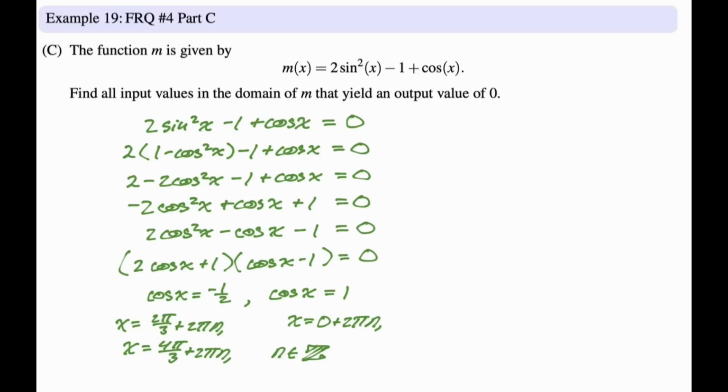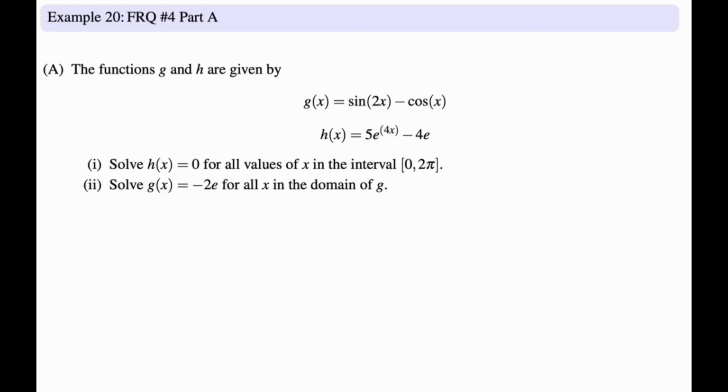All right, so I'm going to do basically one more example of like FRQ number 4, and then I think we'll be done. So we got the functions g and h. Remember, it's going to be 2 equations that you have to solve. So first up, we have sine of 2x minus cosine is equal to basically 0. Sine of 2x minus cosine is equal to 0.